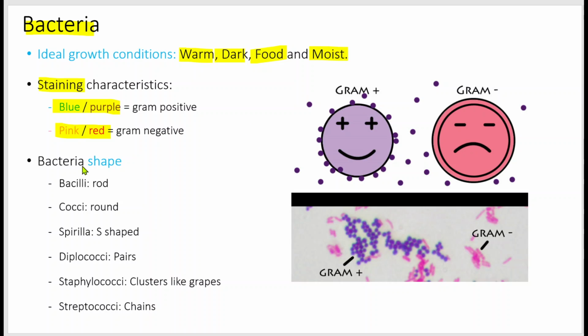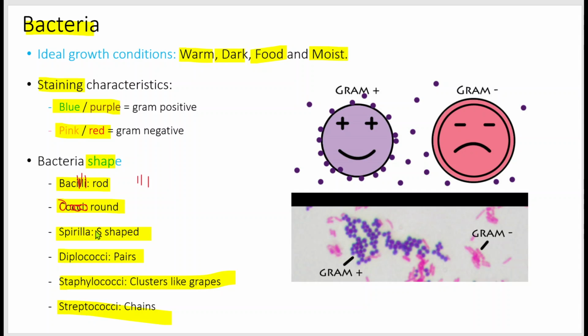Another way to identify bacteria is by the bacteria's shape. So you need to know each one of these and its shape, and I will show you a way that will be a little bit easy to recognize. Bacilli is rod. You can see the name Bacilli is all like rod shape, the I and L and I. Cocci is round, and you can see it's all rounded letters, right? That's how I usually remember them.